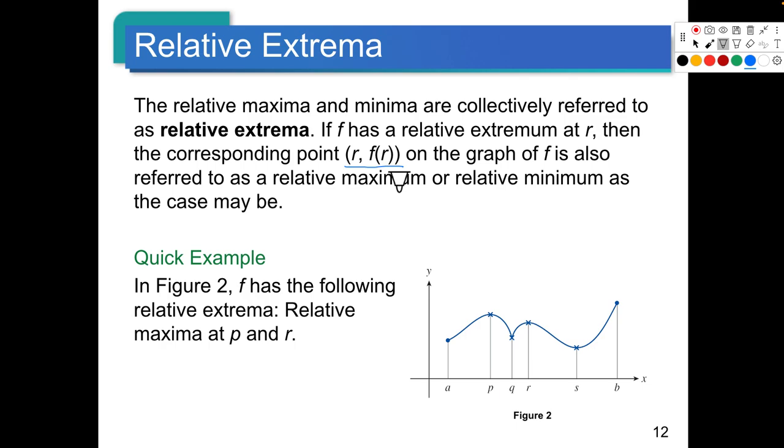And so they're going to talk about P and R, and obviously P is more maximum than R, it's higher, but if we look over here, what's going to give us the tallest? The absolute maximum is going to occur at B. Okay, and this would be the function value at B, right, the y value. But we'll see, we get an absolute maximum there. R and P are simply relative maximums.